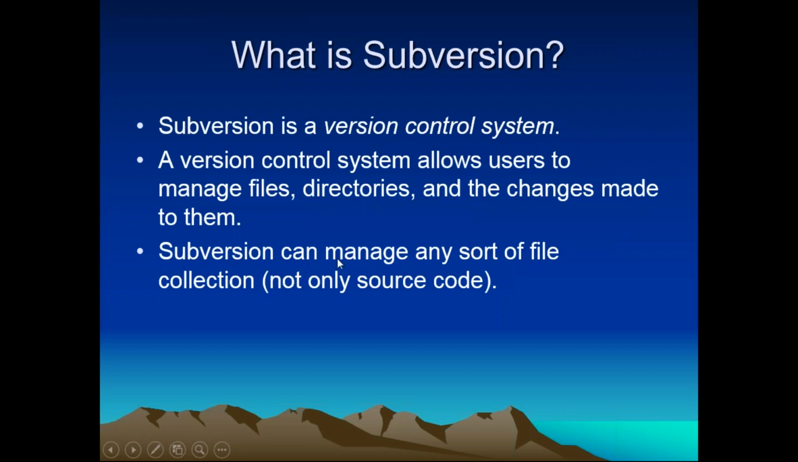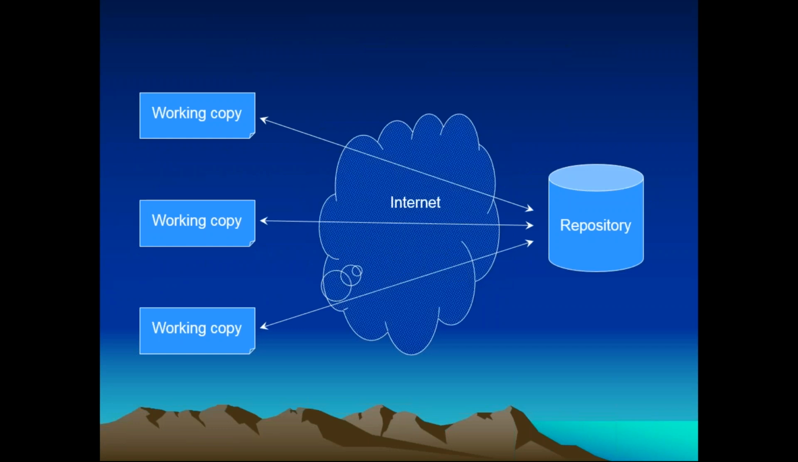Subversion can manage any sort of file. It means to say it can manage binary files. It can manage ASCII files, right? Any kind of file can be managed in Subversion. So this is how it looks. You'll have a repository, and all the developers will have a working copy, and over the internet or intranet, you'll be accessing this repository into local, doing the modification and committing the changes back to the repository. Okay, client server model.